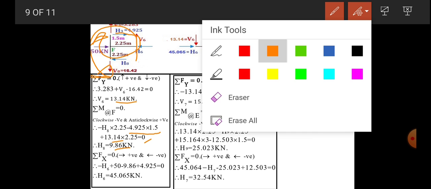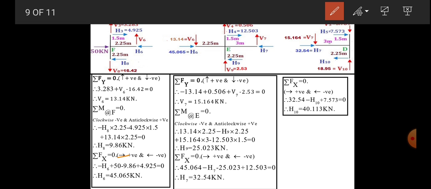Now do the summation Fx. H3, H6 and H8 and 50 will appear in summation Fx. So let's take minus H6, this is the sign convention, left hand side negative, right hand side positive. So minus H6, then plus 50, then minus this H8, minus 9.86, and this H3 is plus 4.925 equal to 0. So by simplifying, we have H6 equal to 45.065 kilonewton.